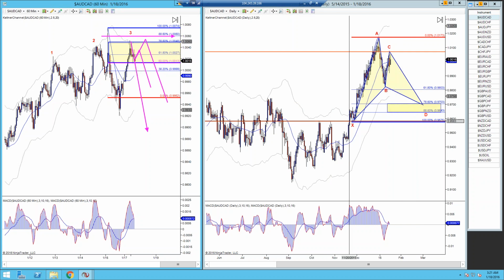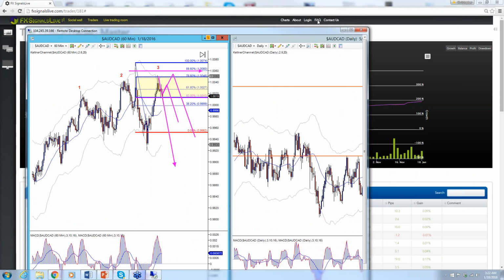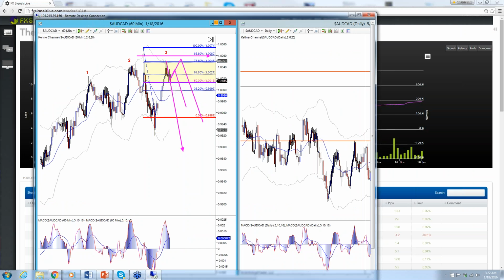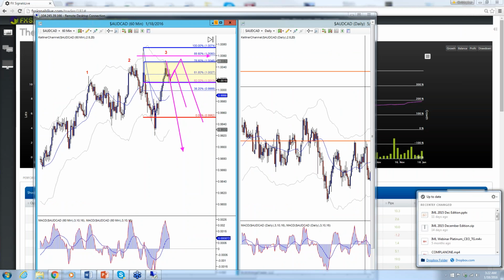So this is the early stages of what would be considered a future Gartley pattern. The Gartley pattern was originated by H.M. Gartley, and if you allow me to, I'm going to put the screen on here for a second. Let me just see. Gartley pattern.